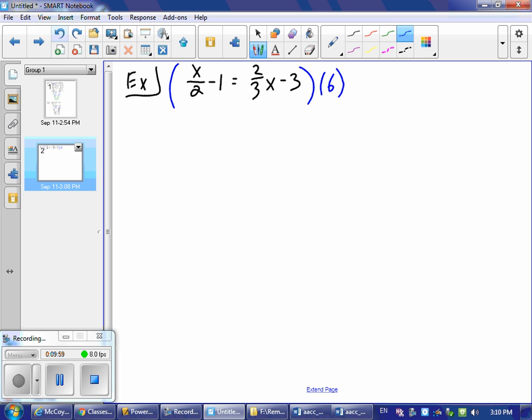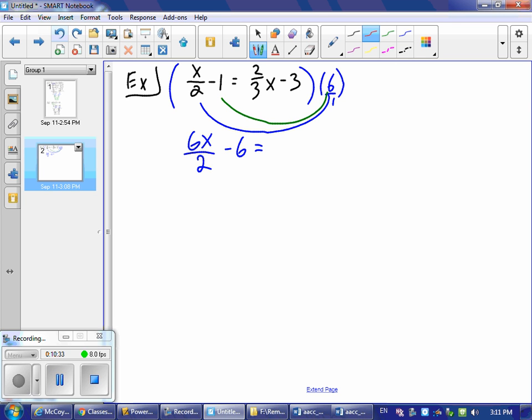So if I do the first one, if I multiply 6 times x over 2, remember that this can be written as 6 over 1 if we need it to be. So multiplying straight across the top, straight across the bottom, we're going to get 6x over 2. I don't need to use the 6 over 1 to multiply it by the minus 1. That's just 6 times minus 1, which is minus 6, equals.